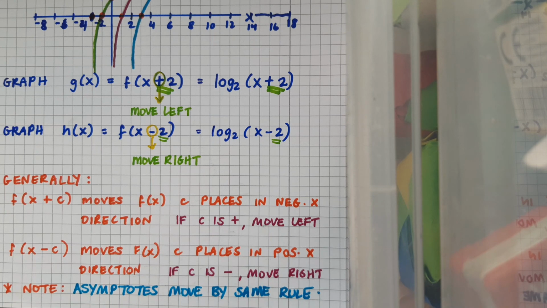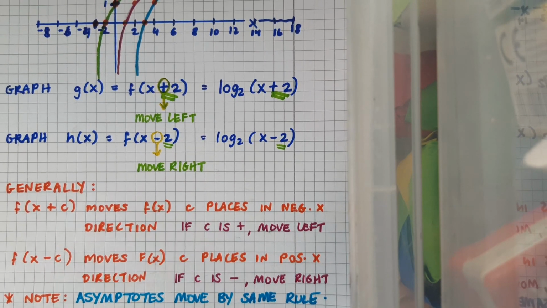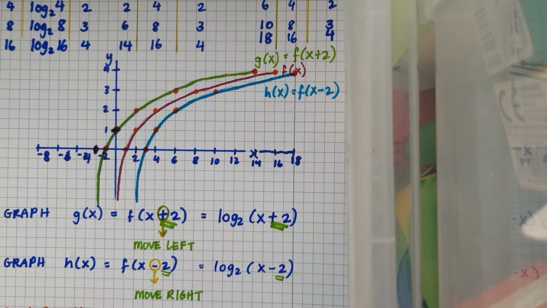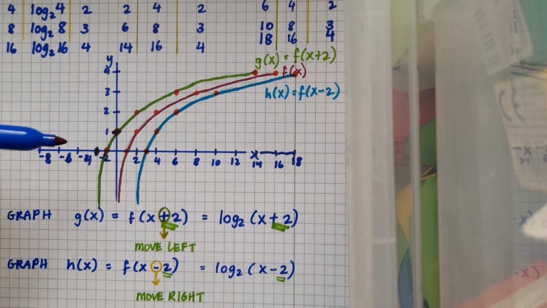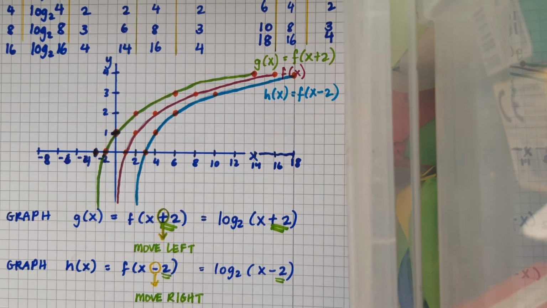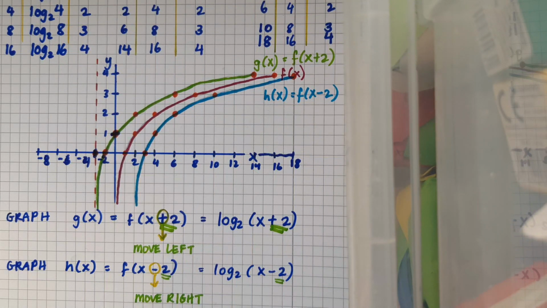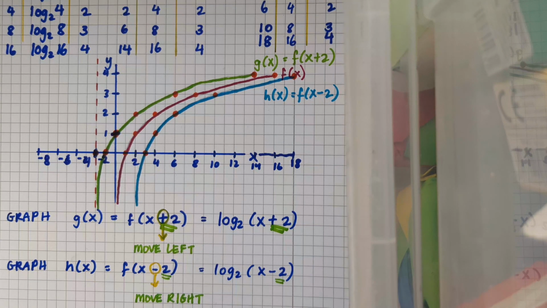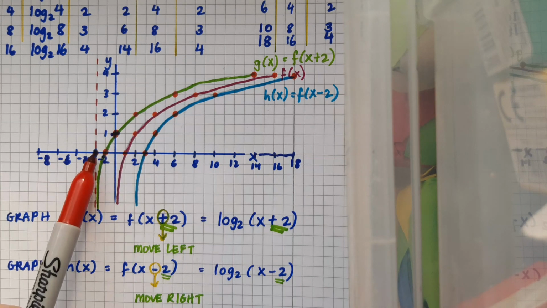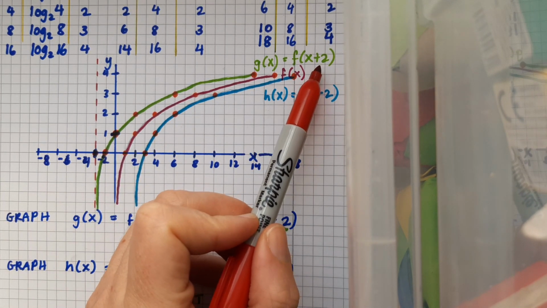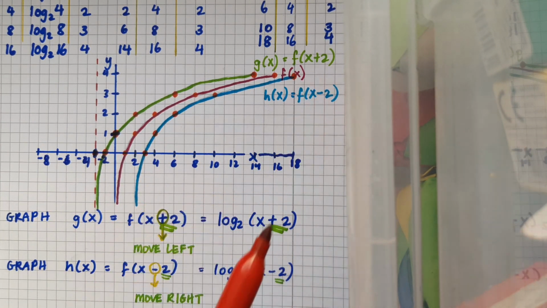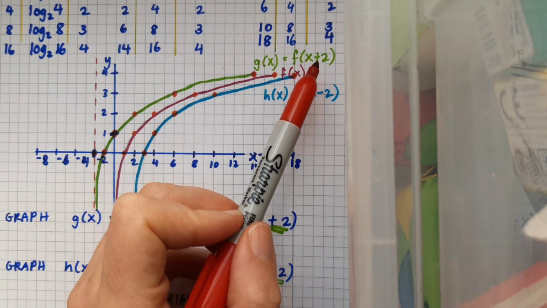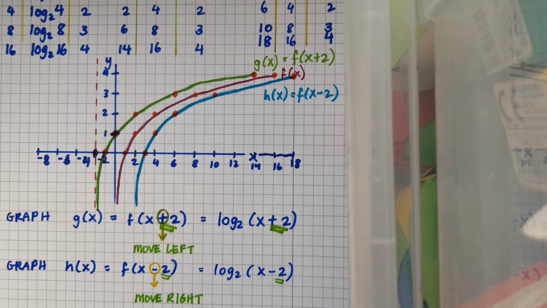So, for example, if we look back to our function for g of x, which is our function in green, we can see that it is now approaching an asymptote of minus 2 on the x-axis, which I've just inserted here. And notice that the asymptote is minus 2 when I've added 2 to the function, or to the x value, I should say, really, to be more correct.